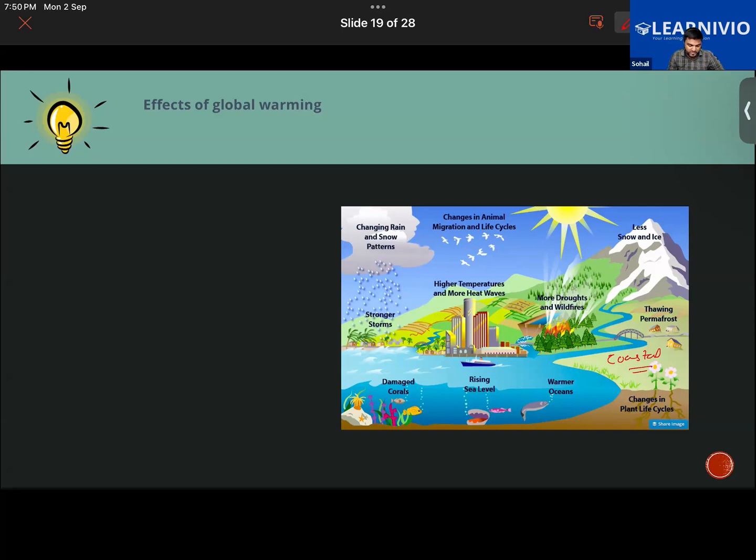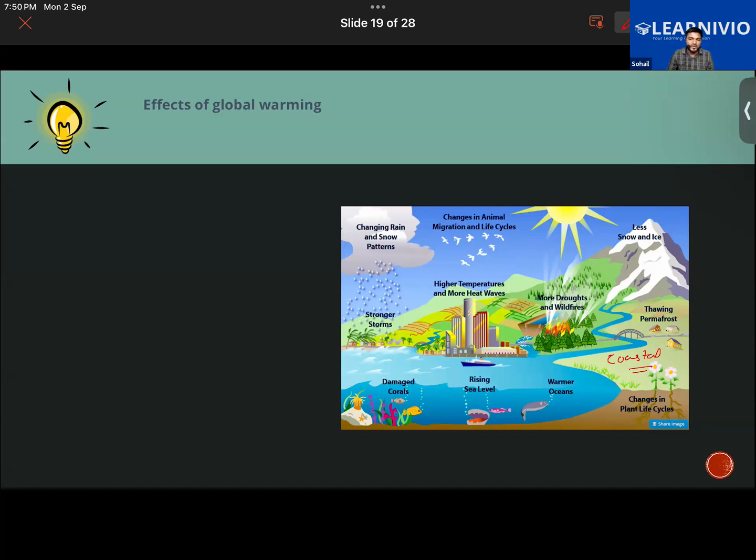Also, it will lead to extreme weather conditions in different parts of the earth. It will lead to heat waves, particularly in urban areas. It can lead to increased rainfall in certain areas, as the weather pattern will be changing. So in some areas, rainfall can be increased, while in some areas, rainfall can be decreased. So the weather pattern will be disturbed because of this.